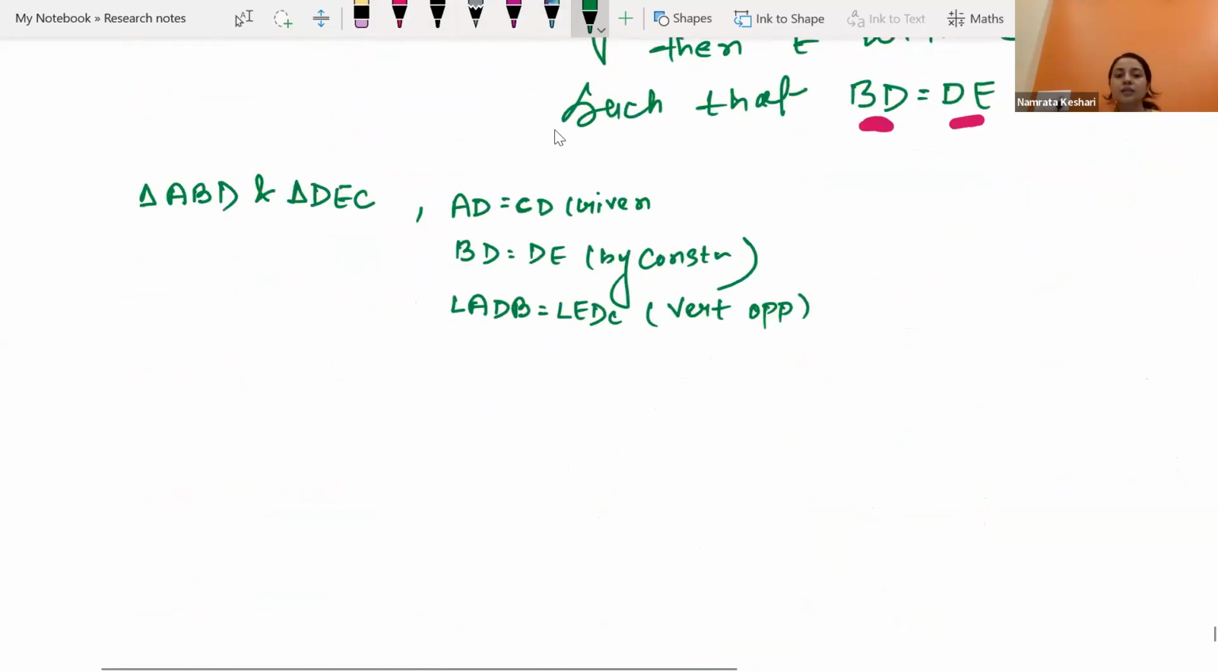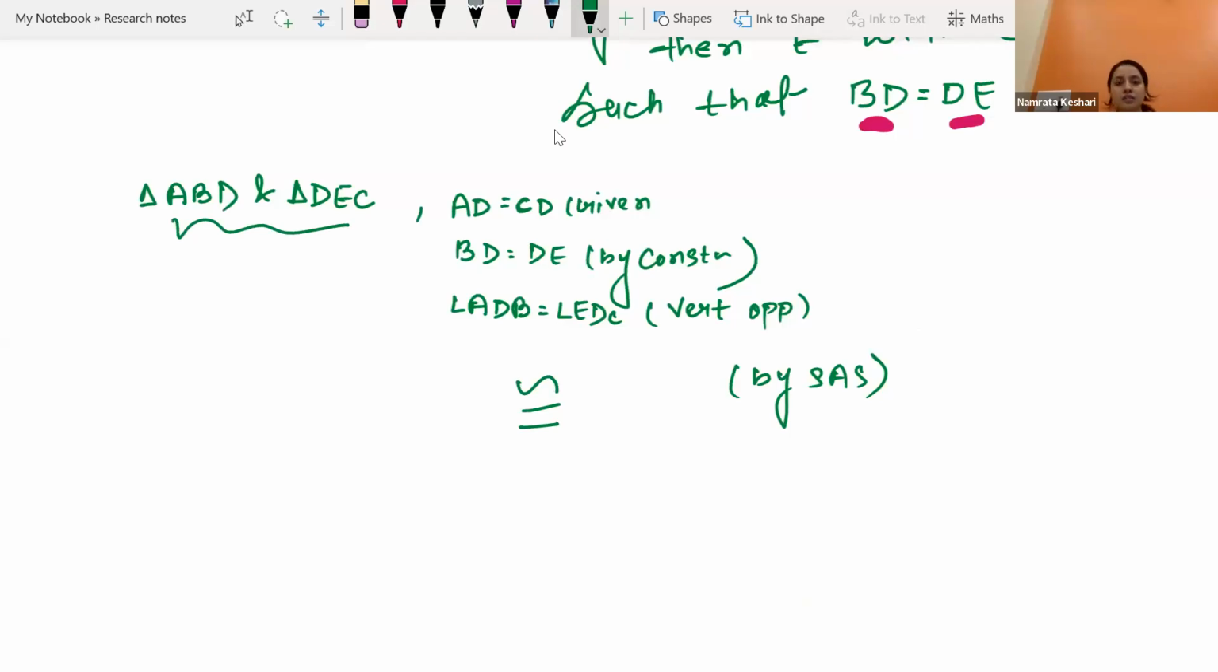So these two triangles are congruent by SSS. But as I always say, write the proper name. Once you are using the congruency sign, you can't write the name here and there, it doesn't matter. Once you are using the sign of congruency, your name should be perfect. So how will we identify the proper name?